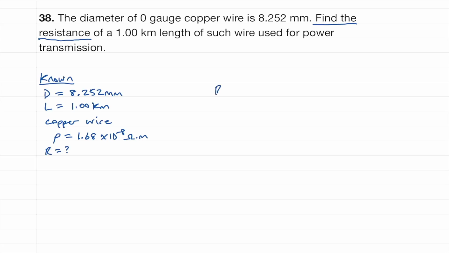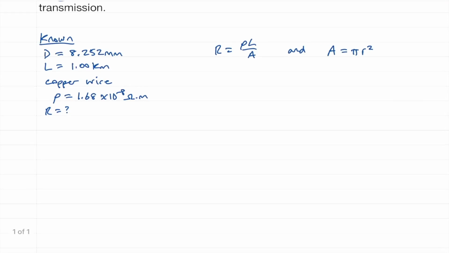Well, we know resistance is rho L over area A. And the cross-section area of a copper wire is going to be circular, and so the area is pi r squared. All right, so we have R is rho L over pi r squared.